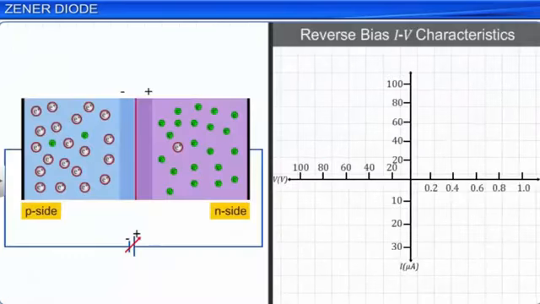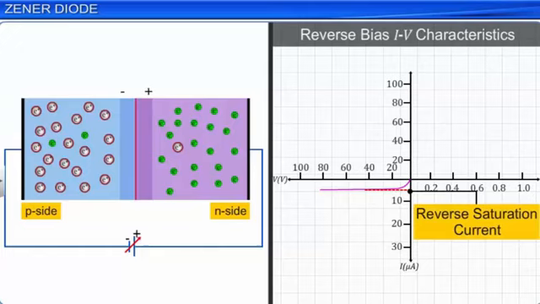According to the IV characteristic of a p-n junction diode, the current through a reverse biased diode changes very little with an increase in applied voltage, and it remains almost constant. The value of this current is called the reverse saturation current.